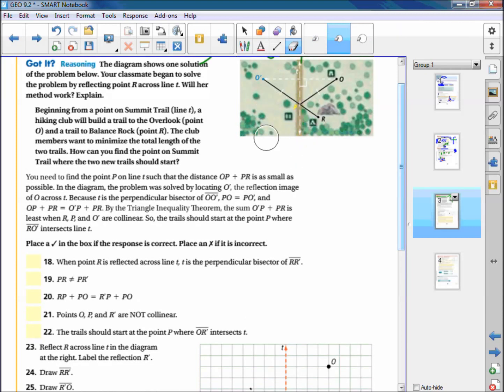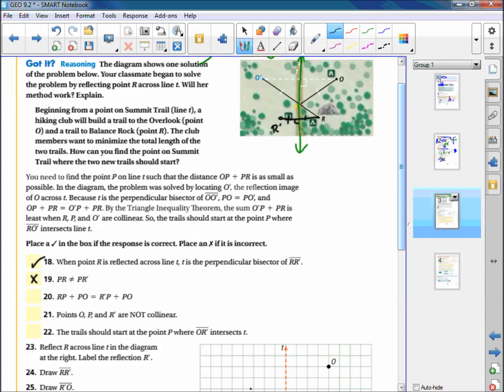Okay, so first off, let's see. Here's our trail, same as before. And when point R is reflected across line T, T is the perpendicular bisector of R R prime. So let's do our reflection here. We'll go across. Here's going to be R prime. And these should be perpendicular because we did a reflection, and they should also be the same length here. Okay, so this is a check. PR is a different length than PR prime. This is not a check.